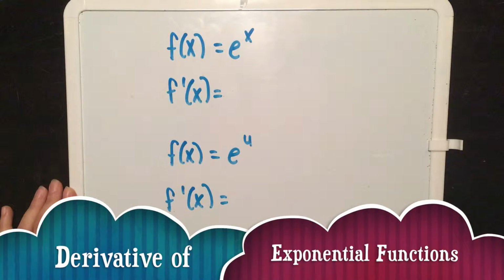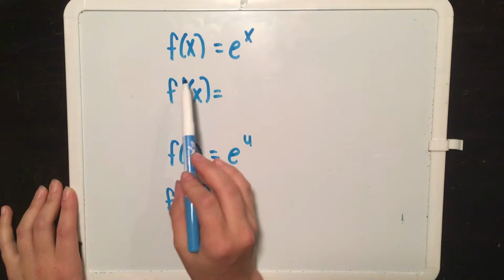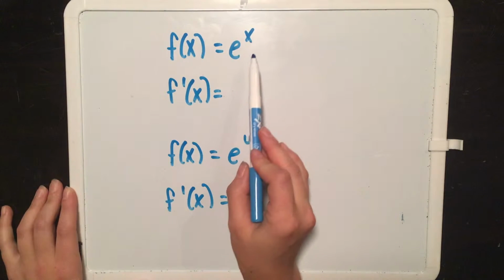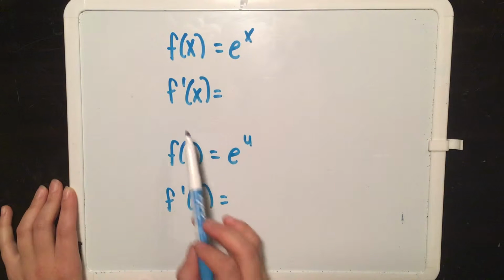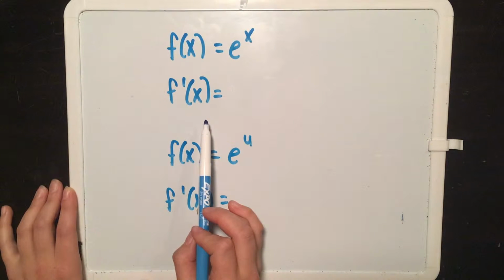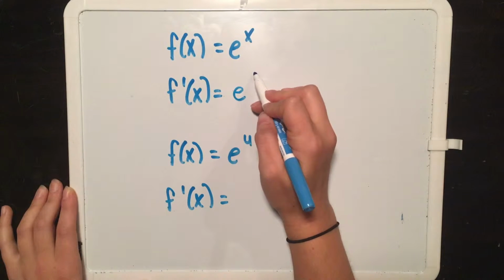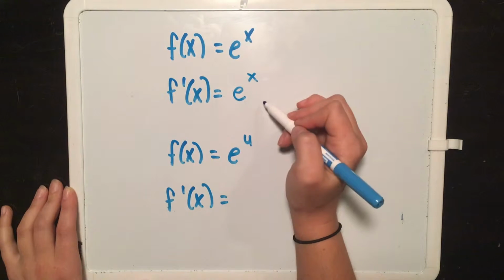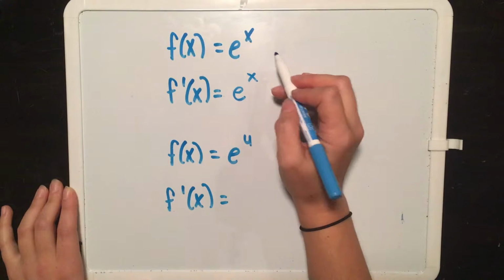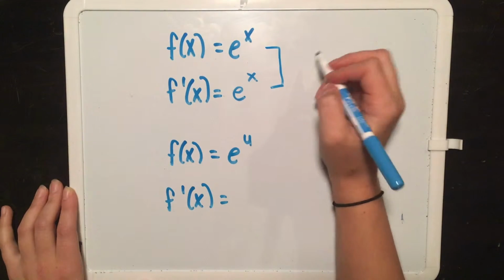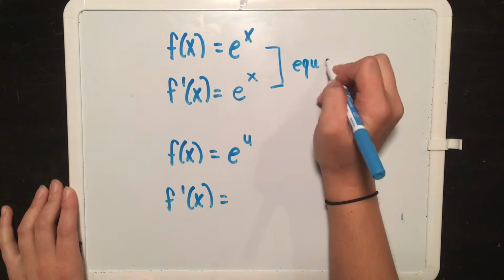Today, we are taking derivatives of exponential functions. Consider the function f of x equals e to the x. The derivative of this function is very simple. It is simply exactly the function itself, e to the x. So this function and its derivative are equal.